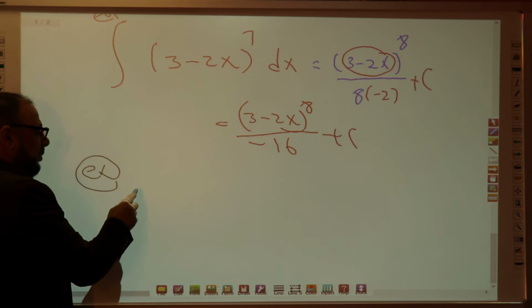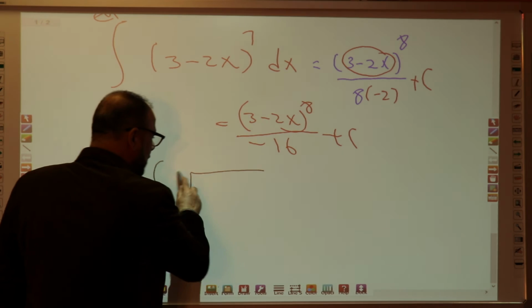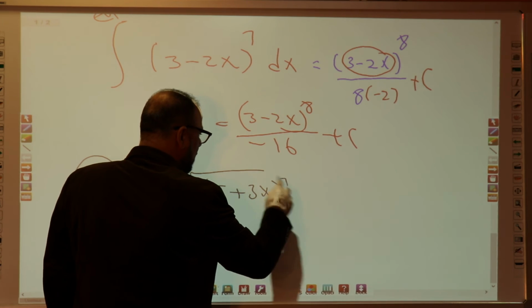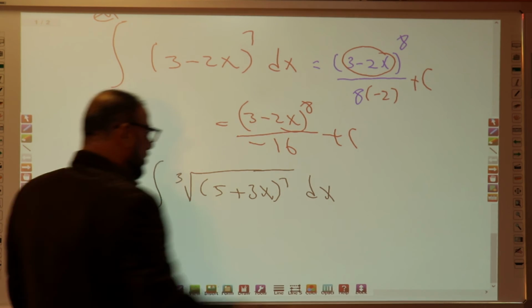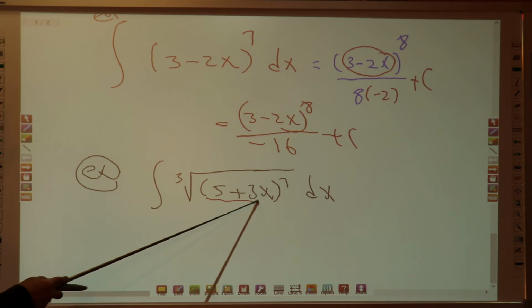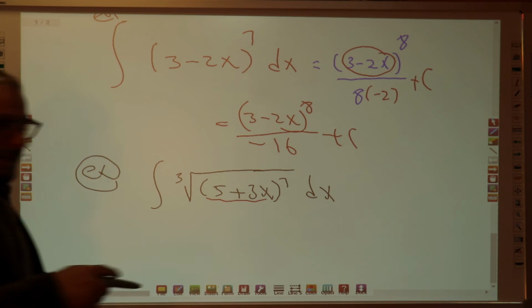Okay, look at this example, the integration of the cube root of 5 plus 3x to the 7 dx. It looks hard, right? How are we going to deal with this? Since this guy here is linear, I have no problem, right? What do we have to do quickly?